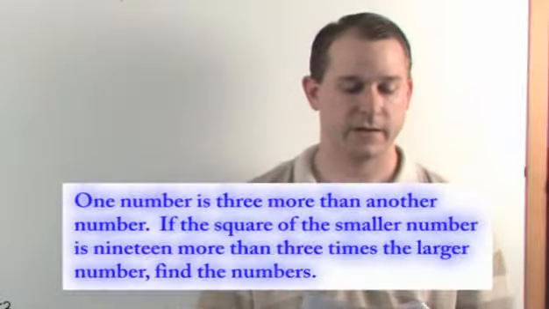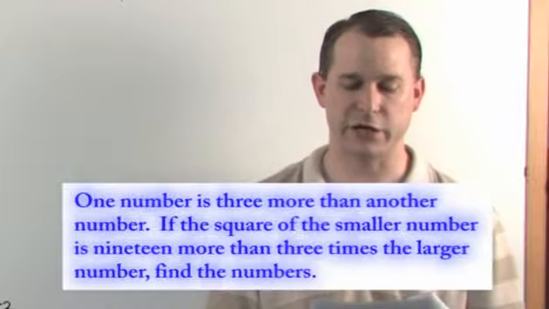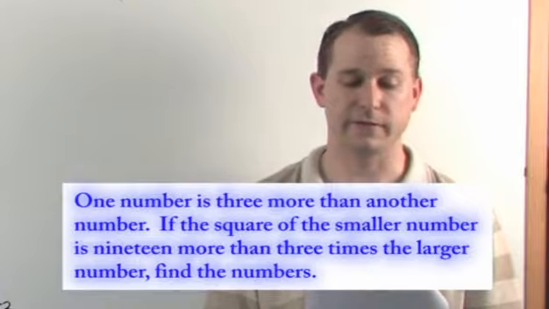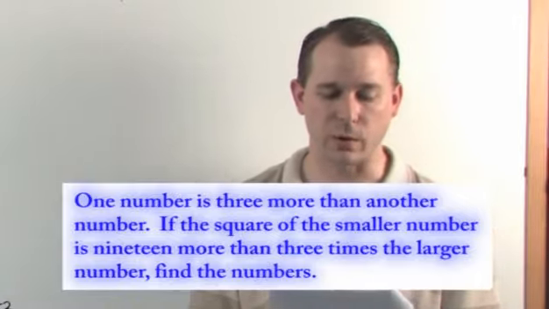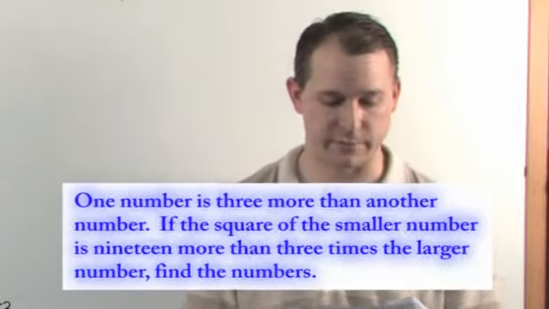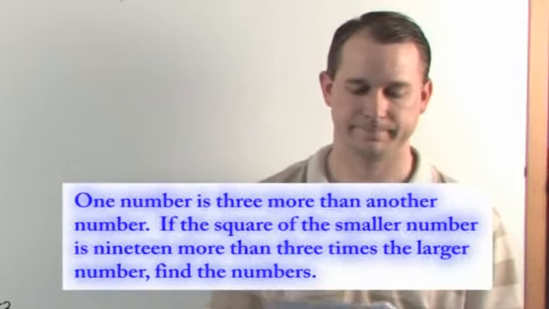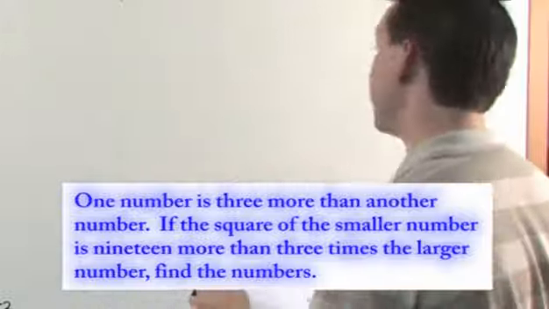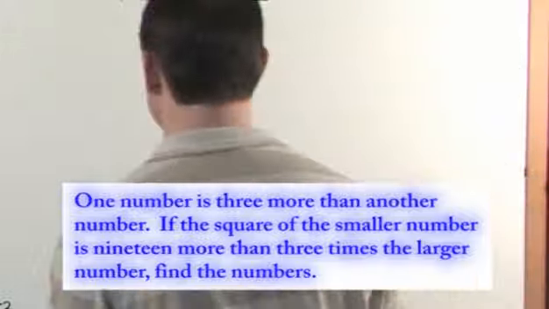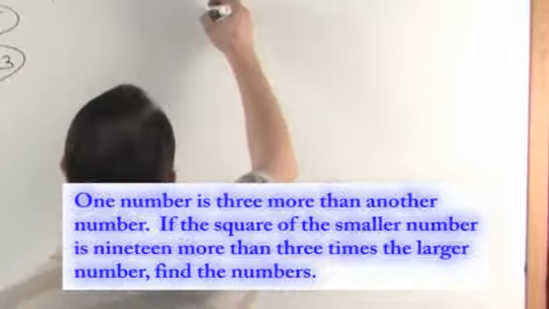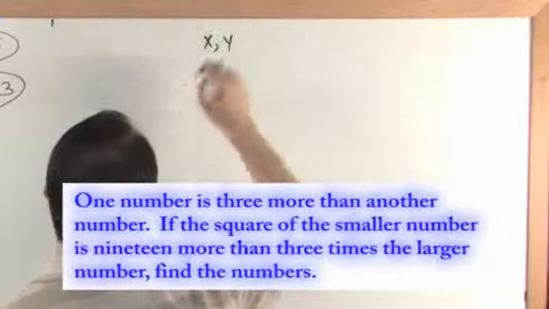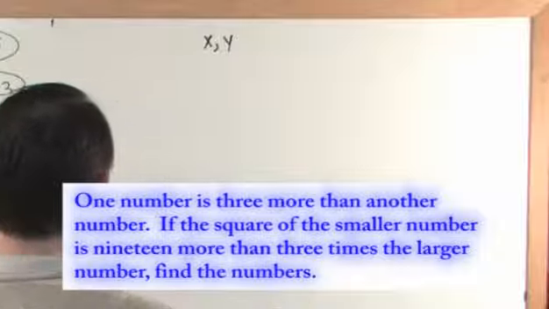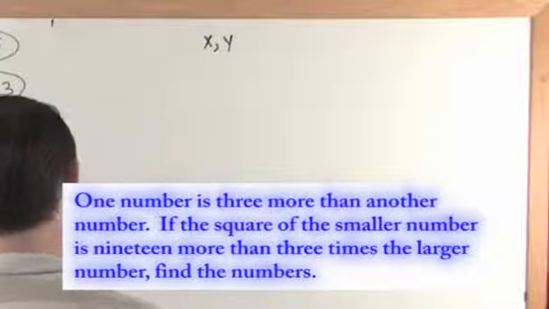Next problem says, one number is 3 more than another number. If the square of the smaller number is 19 more than 3 times the larger number, find the numbers. You can read this 5 or 6 times and try to wrap your head around it, but really you just need to start writing down the equation that the problem is trying to describe to you step by step so that you make sure you get it right.